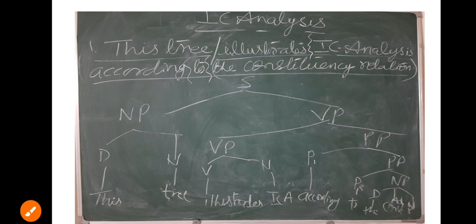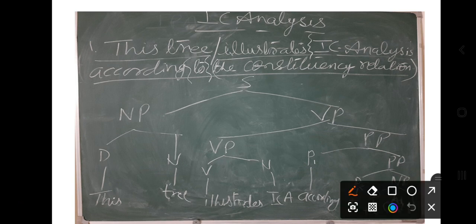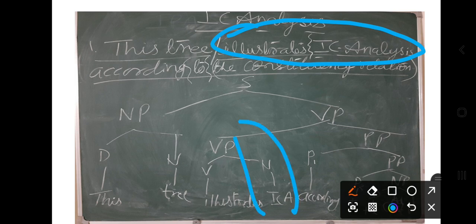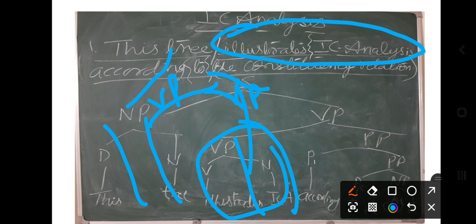Now read the predicate: what illustrates? Pause, so that is "illustrates IC analysis". This is a verbal phrase. In the tree, this is the verbal phrase, right? That verbal phrase is again divided, one branch of the verbal phrase, this one I'm talking about.